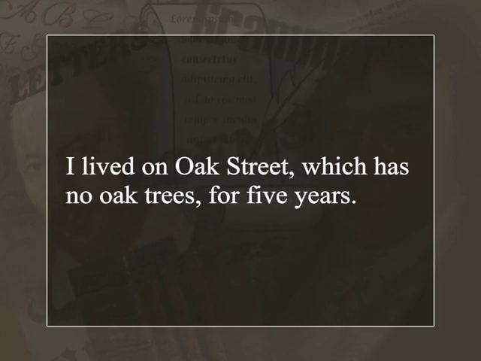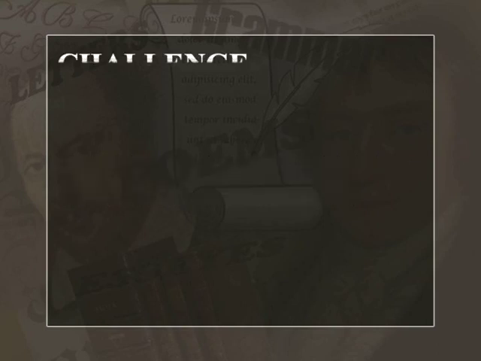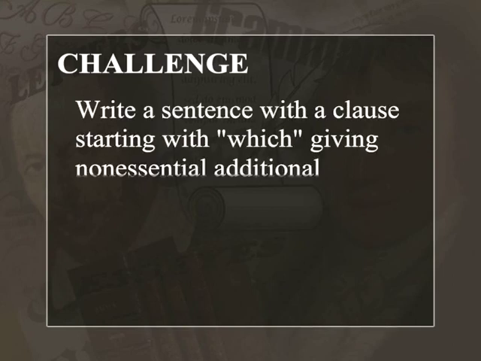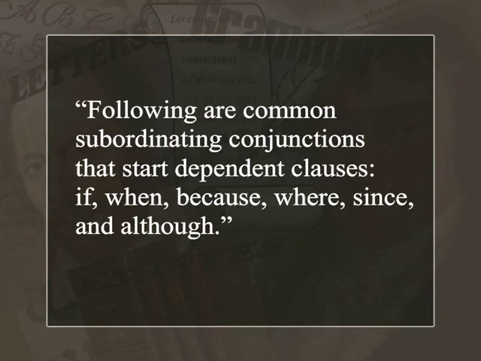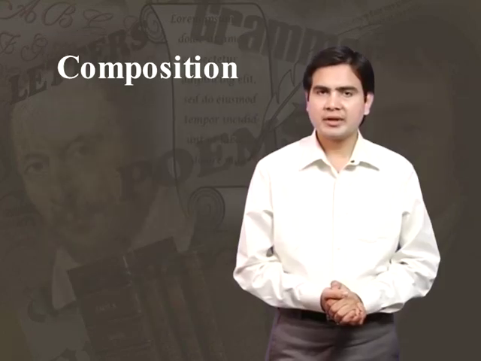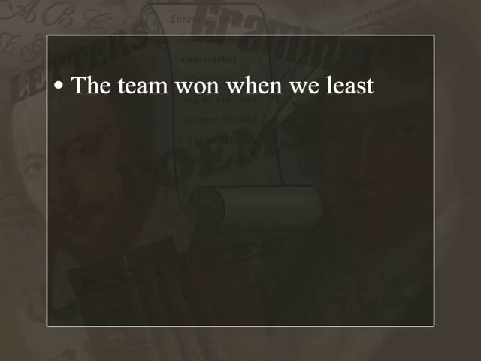I lived on Oak Street, which has no oak trees, for 5 years. Challenge. Write a sentence with a clause starting with which, giving non-essential additional information. Following are common subordinating conjunctions that start dependent clauses: if, when, because, where, since, and although. Here are examples. The team won when we least expected it.